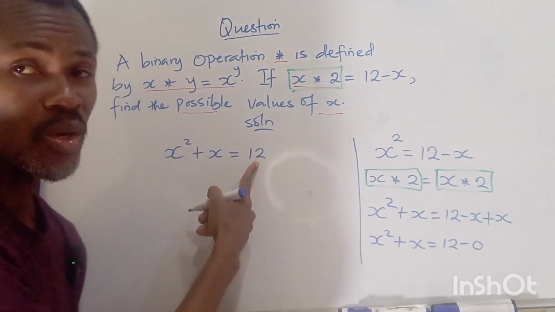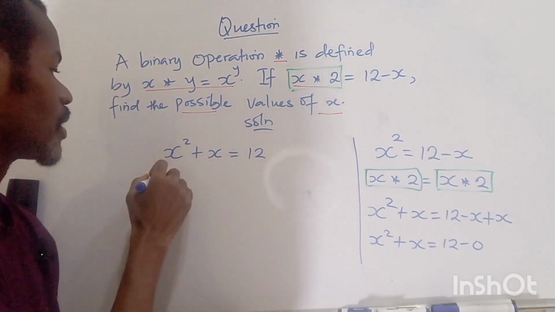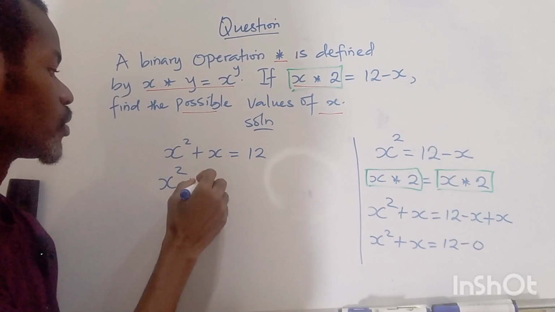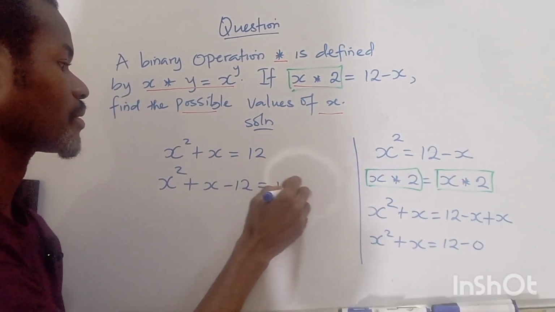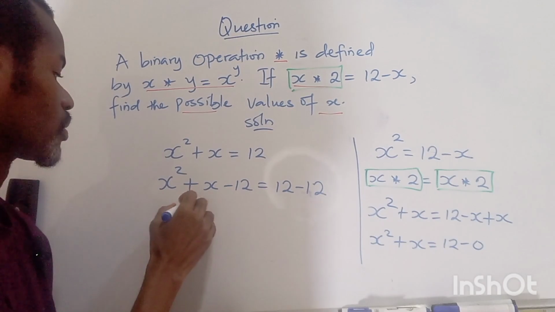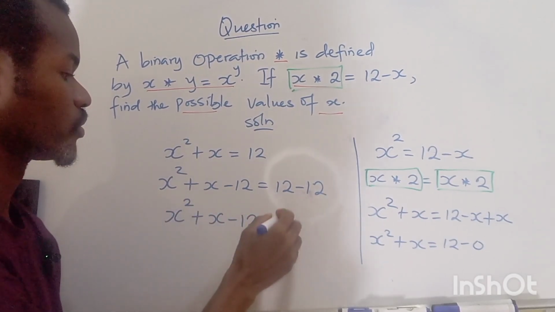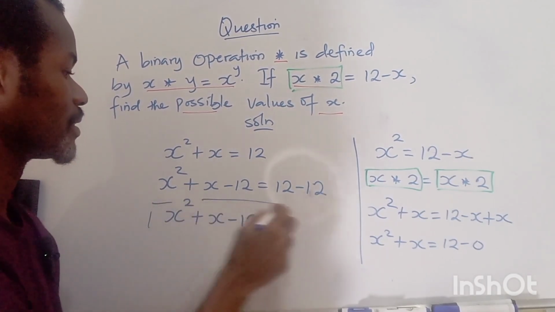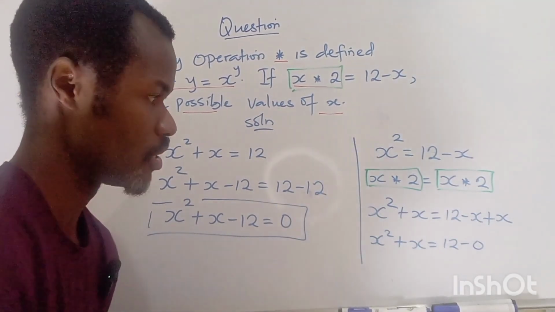Now we want to also remove this and bring it to the left hand side. So how do we do that? We are going to subtract 12 from both sides, so that this becomes 0. So we are left with x squared plus x minus 12 is equal to 0. So this is now a quadratic equation.